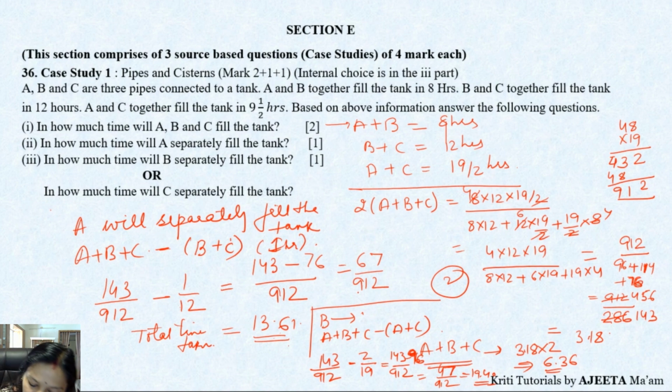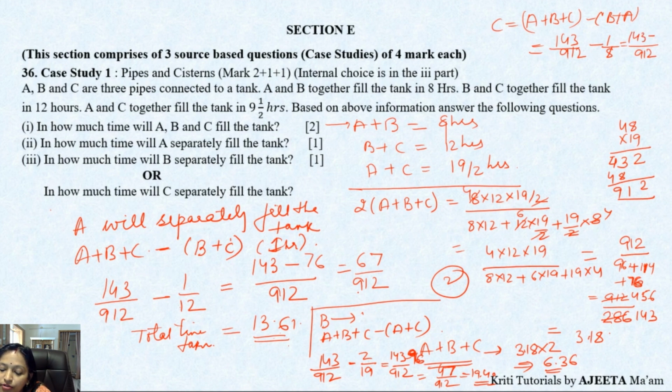Correct? Now for C again the same thing we will do. Correct? So for C what we will do? A plus B plus C minus A plus B. And how much time is A plus B taking? 8 hours. Correct? So let's separate it out. So for this we get 143 upon 912. This is all for 1 hour. Remember, 1 by 8. Now let's divide 912 with this.